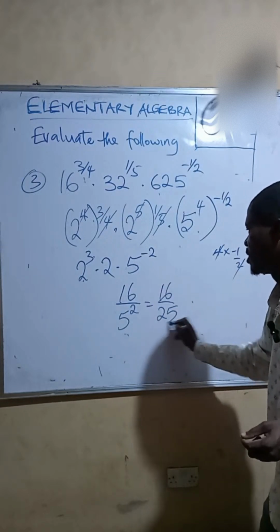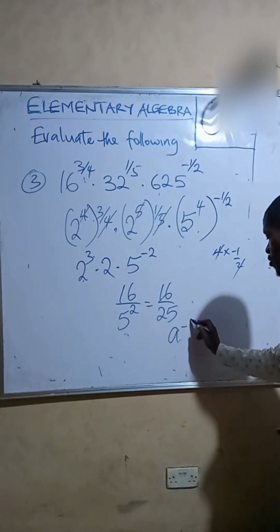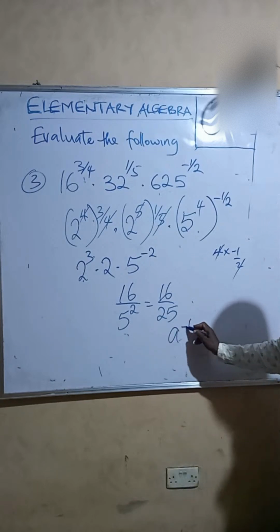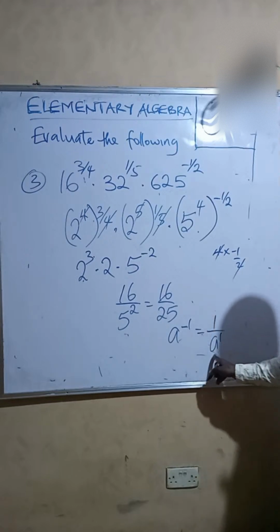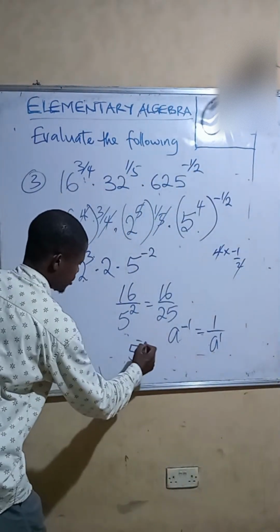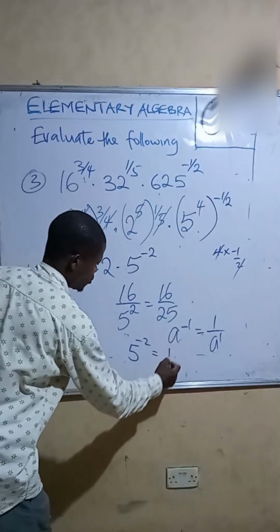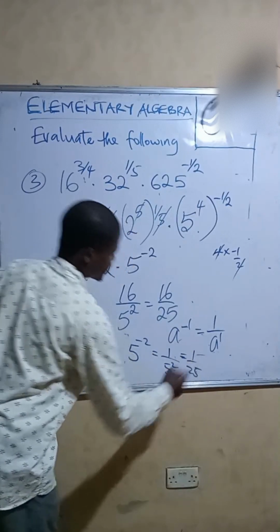Let me buttress on this negative. Don't forget, one of the rules says that a to the power minus 1 is equal to 1 over a to the power 1. And that's what I applied for that. So 5 to the power minus 2: the minus here means 1 over 5 to the power 2, which is 1 over 25.